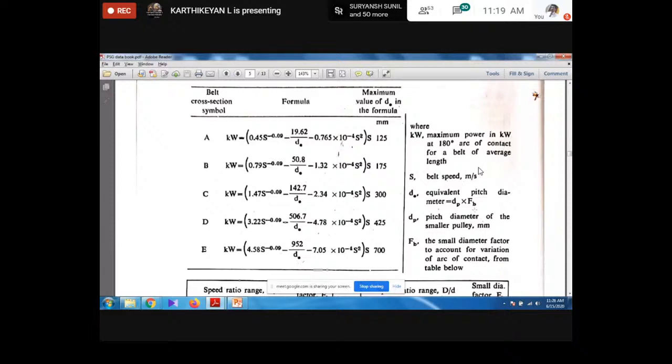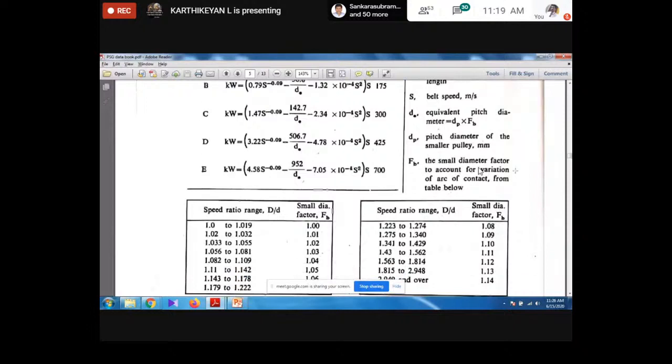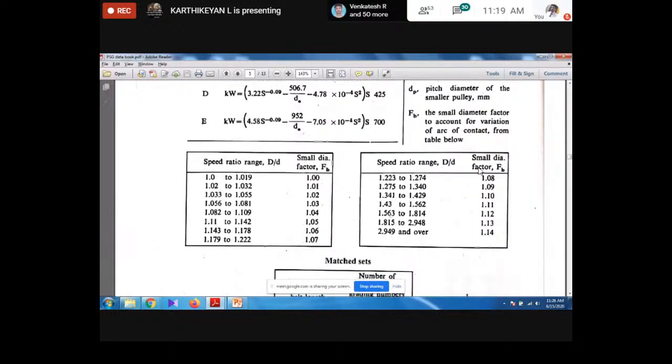DE is equivalent pitch diameter, which is equal to D, diameter of smaller pulley, into FB. Here, what is FB? The small diameter factor to account for variation of arc of contact. This is also considered for optimal design. So D is already available. We already calculated about 125 mm. And FB we can get from the standard tables.